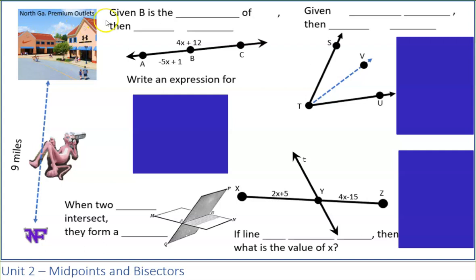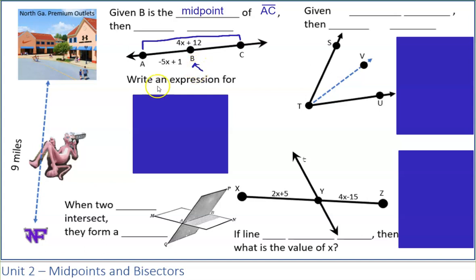I want to tell you a little bit about something called a midpoint, given that B up here is the midpoint of segment AC, not the line, but the segment from A to C. So from A to C, the midpoint is B.